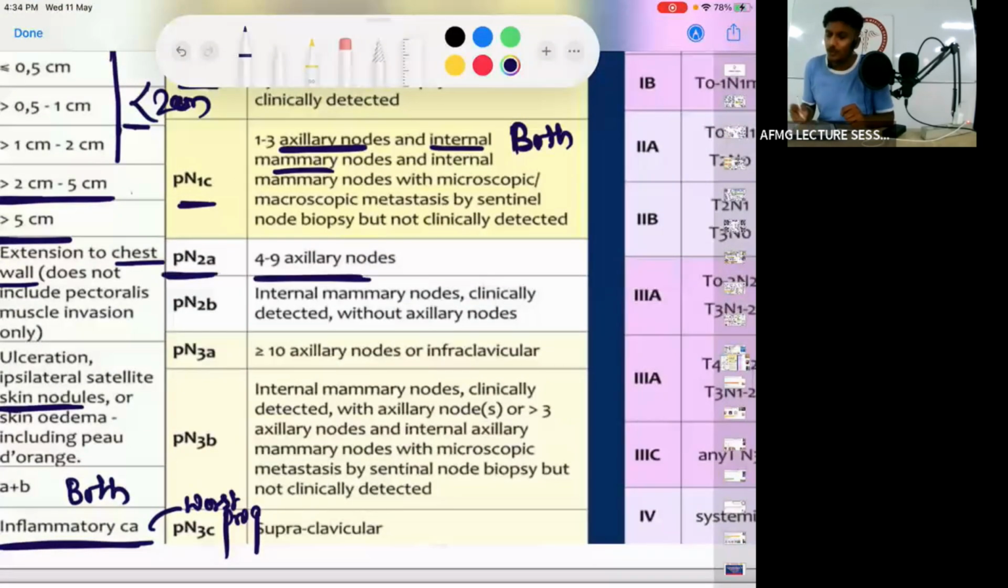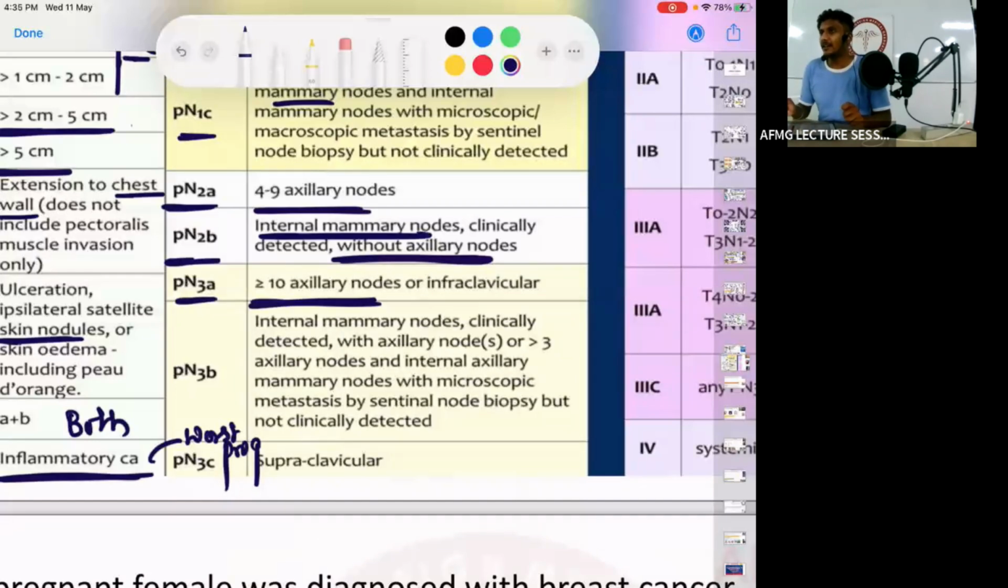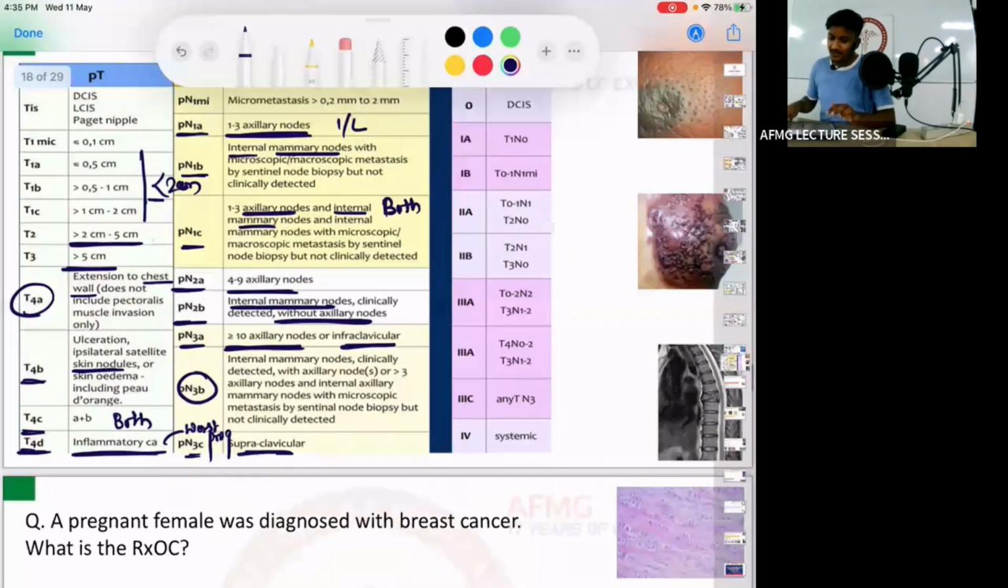N2A is 4 to 9 axillary lymph nodes. N2B is internal mammary lymph nodes but without axillary lymph nodes. N3A is more than 10 axillary lymph nodes or infraclavicular. N3C is supraclavicular, and N3B is a mixture of internal mammary and axillary, remember it all. Okay, quickly now.